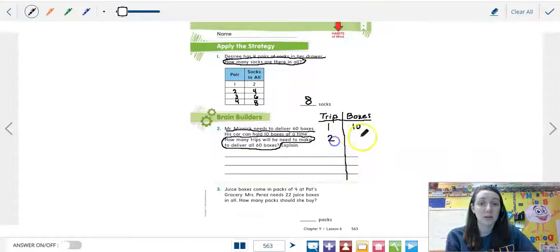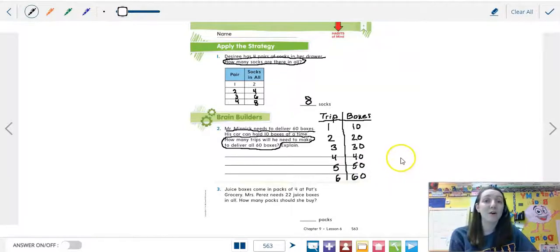So 2 trips is going to be 20 boxes because I'm counting by 10s because each trip is 10. 3 trips is 30 boxes. 4 trips is 40 boxes. 5 trips is 50 boxes. 6 trips is 60 boxes. Do I need to go any farther? No, because I have found my answer.